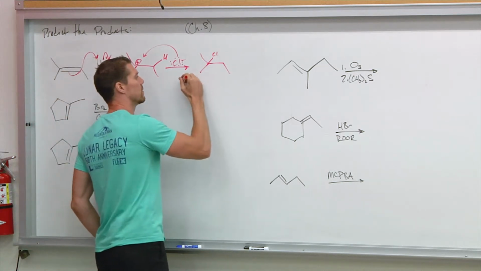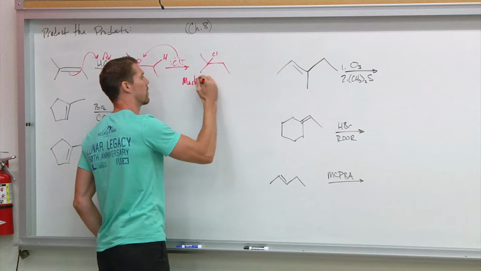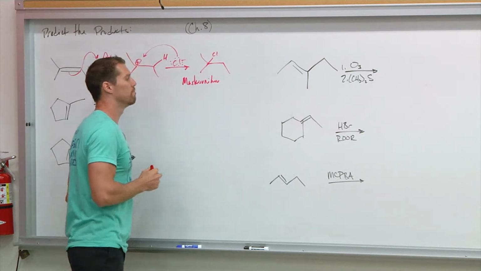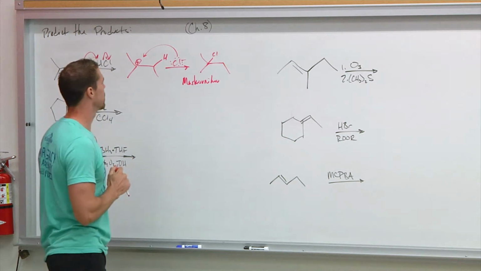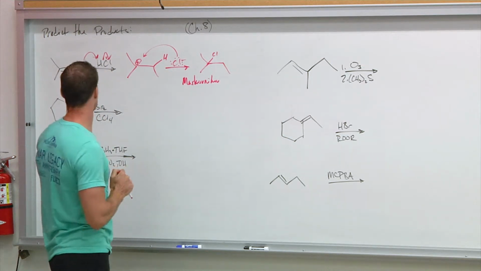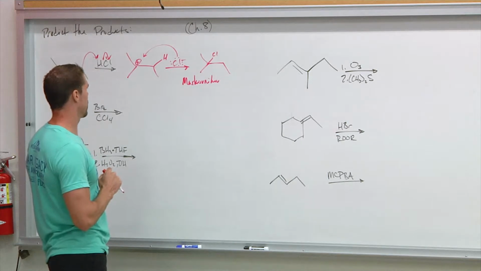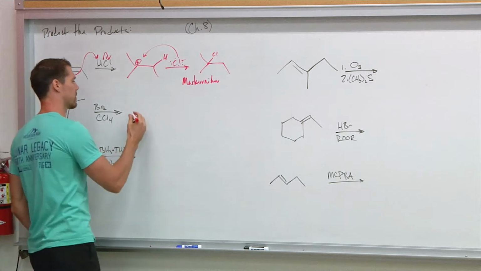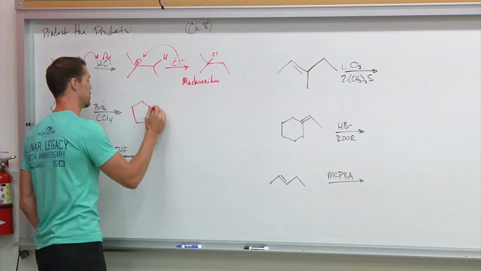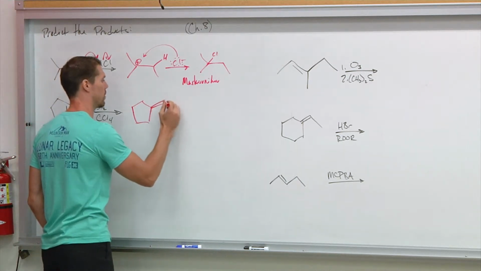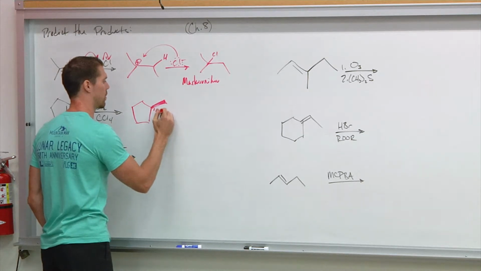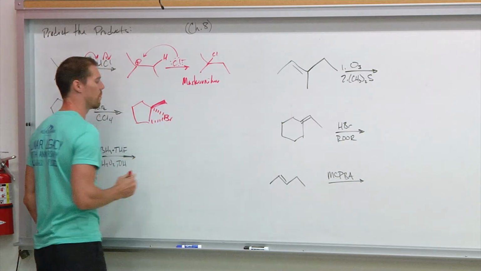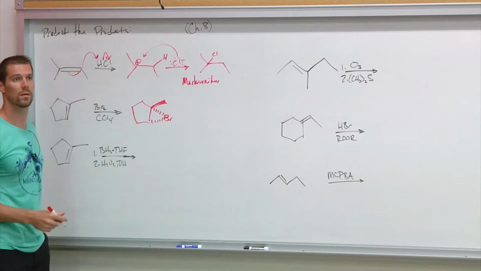So this is Markovnikov addition. I don't think there's anything else special about that one. Okay, so this one right here. Our intermediate looks like this. So we get a bromonium ion.